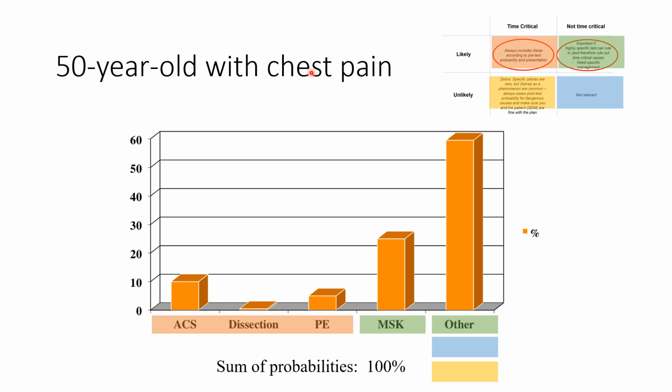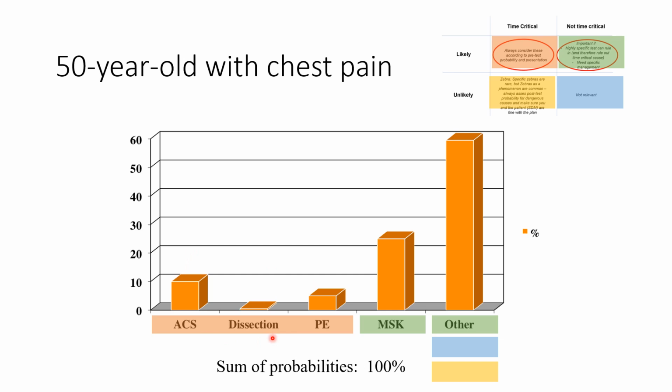All right, but if we look at the chest pain patient before knowing anything about this 50-year-old, then we'll say the chest pain maybe has a pre-test probability for ACS of 10%, maybe a bit higher because he's 50 years old. And dissection is very low, like 1 in 100,000 in the general population. We don't know how many in the emergency departments, but something between 0 and 1%. Then PE is maybe 2 to 5%, and these are the time-critical conditions from our 2x2 table here.